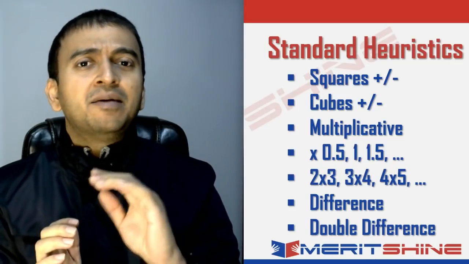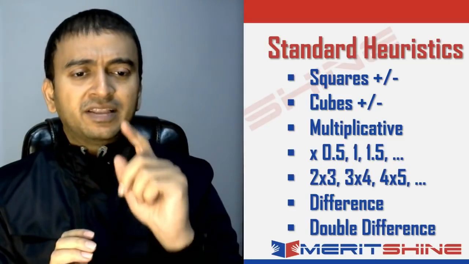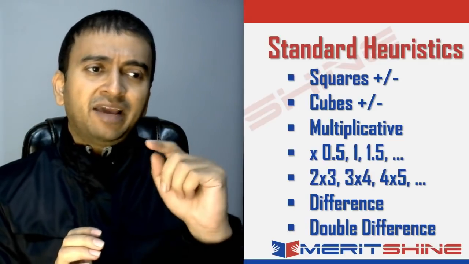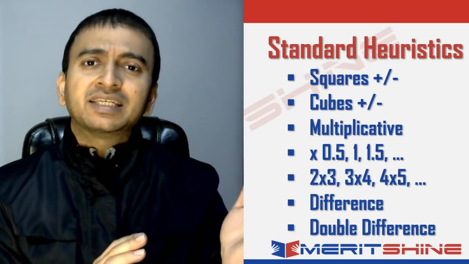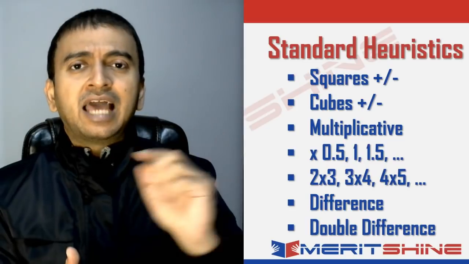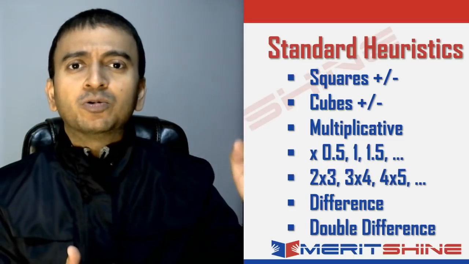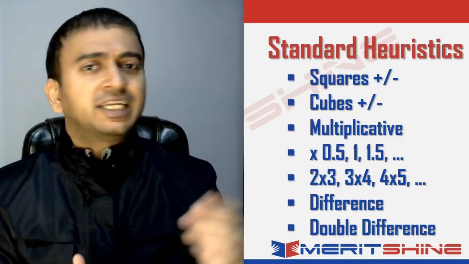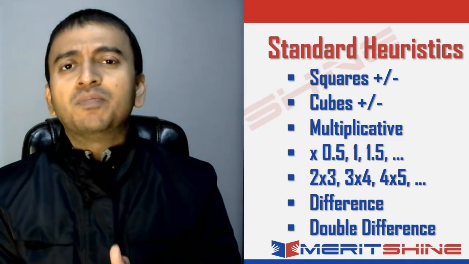Then we look for a multiplicative series, right? Whether all the numbers are getting multiplied by a certain multiplication factor, like every number is getting multiplied by 2 and then something is getting added to it or subtracted from it, or this multiplication is happening in ascending order, into 2, into 3, into 4, into 5, and things like that. It could be into 2, into 4, into 8, into 16. It could be any permutation combination of that.